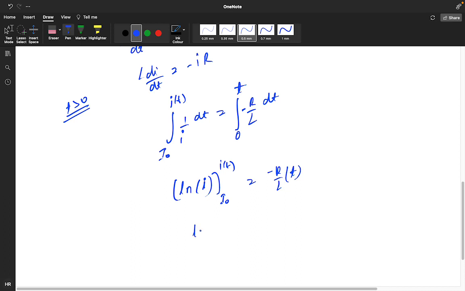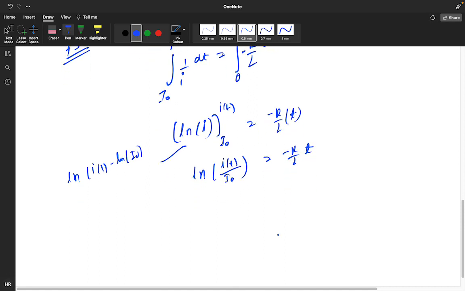Okay guys, if you put it, what you will get? I of t divided by I naught. Actually you will get ln I of t minus ln I naught. So ln a minus ln b is ln a by b, equals minus R by L into t. If you solve this, what equation are you getting? I of t you are getting as e power minus Rt by L into I naught.